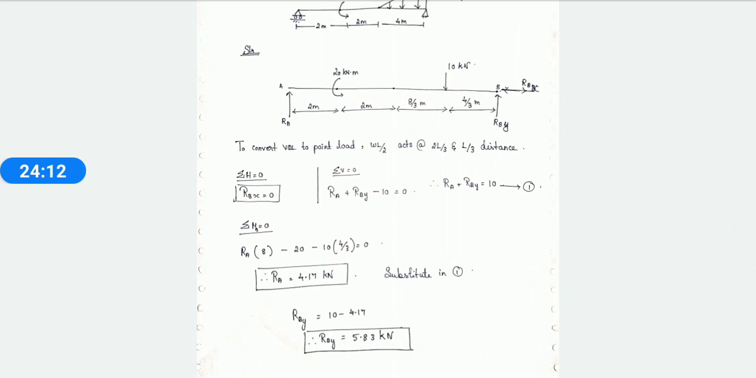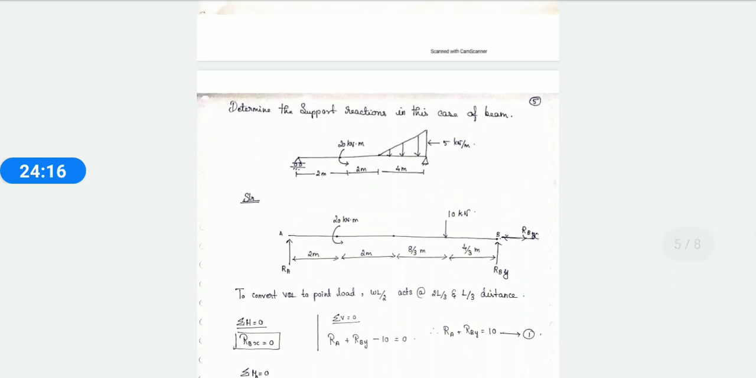RAX, RBX and RBY. So this is what is given in the question. We have found out all the support reactions.